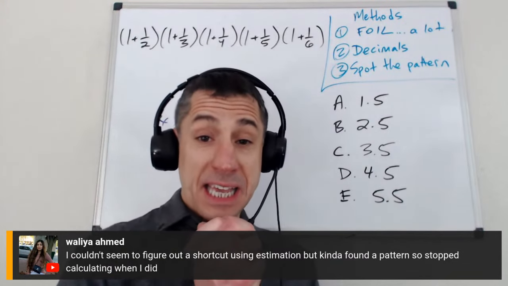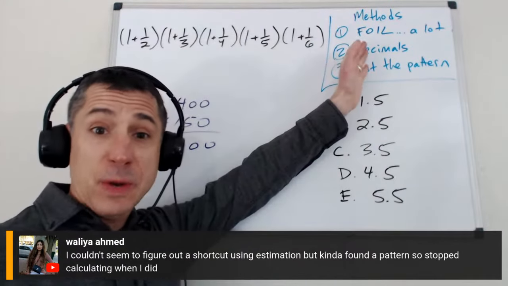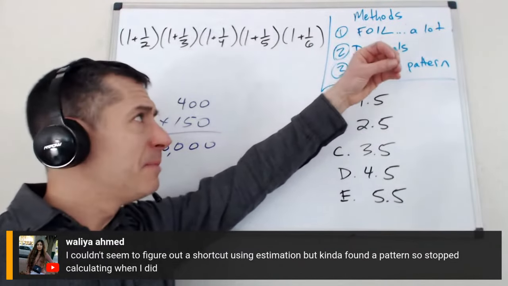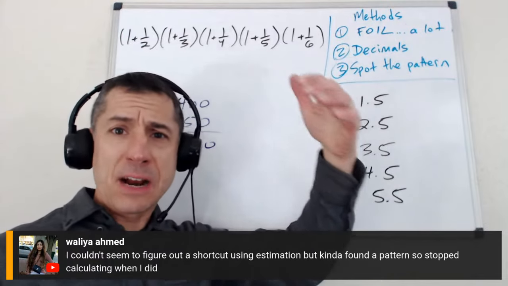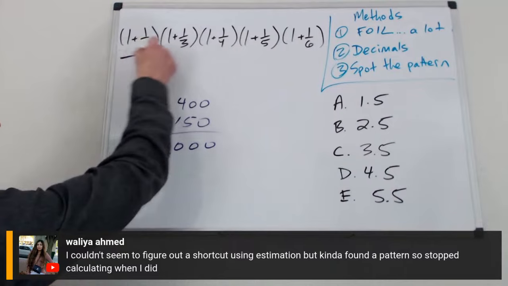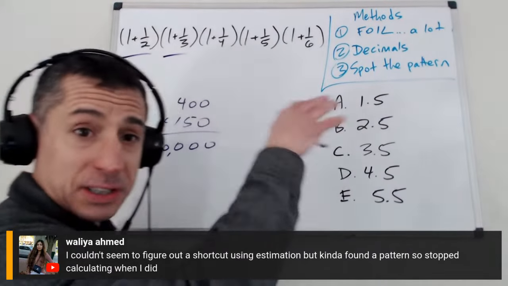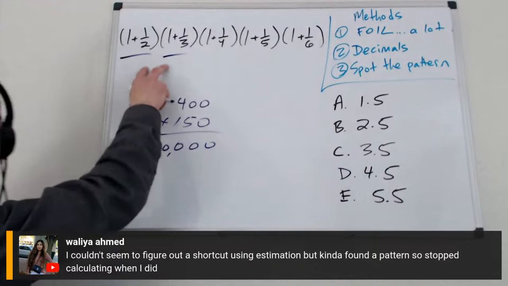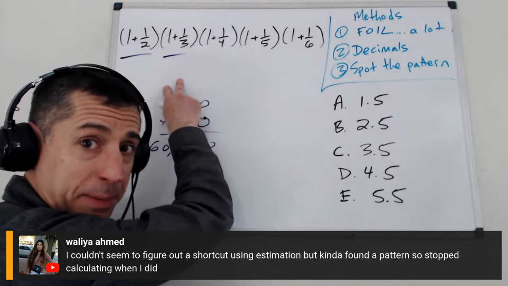Yes, you're nailing it. So I would argue that for this question, there are three different ways to go about it. You could FOIL it. That's the acronym used in some parts of the world for when you have two terms like this: first, outer, inner, last. If you're not familiar, don't worry about it. Different ways people think about it, depending on how they were taught.